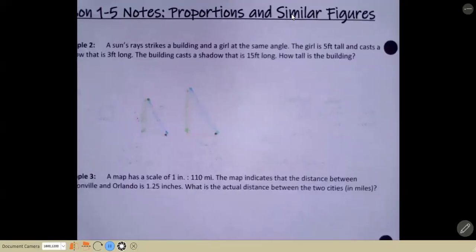Okay. Let's flip it over and let's do example 2. It says the sun's rays strike a building and a girl at the same angle. The girl is 5 feet tall and casts a shadow that is 3 feet long. The building casts a shadow that is 5 feet long.